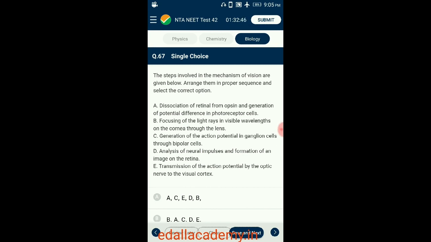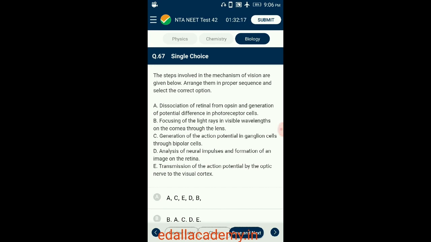Third one is generation of potential difference in the photoreceptor cells. Fourth one is generation of the action potential in the ganglion cells through bipolar cells. Fifth one is transmission of the action potential by the optic nerve to the visual cortex. Sixth one is analysis of neural impulses and the formation of an image on the retina.